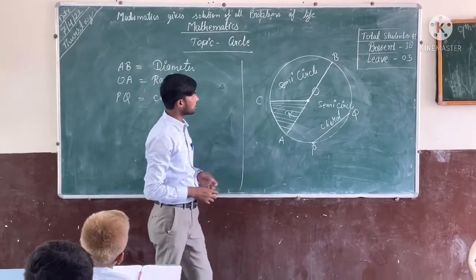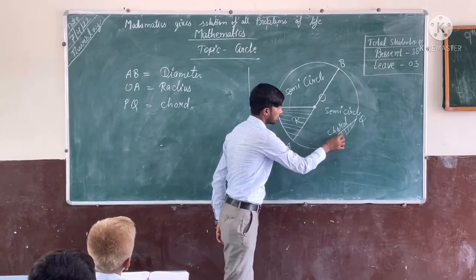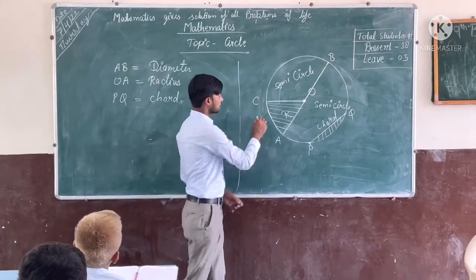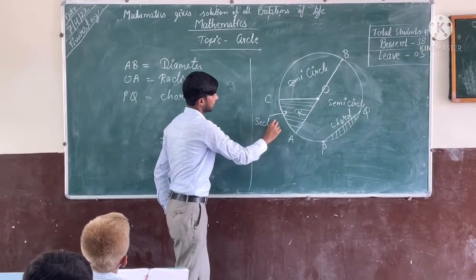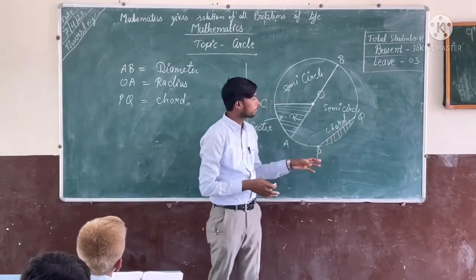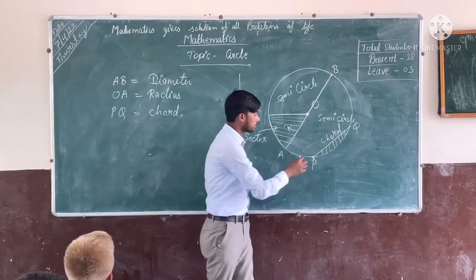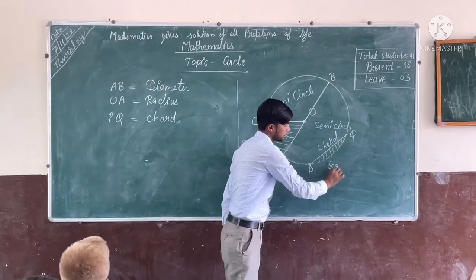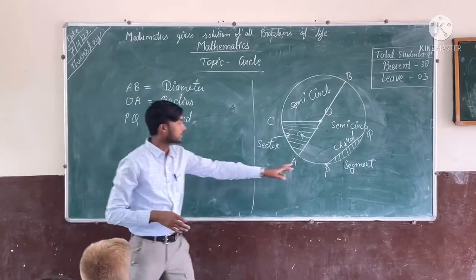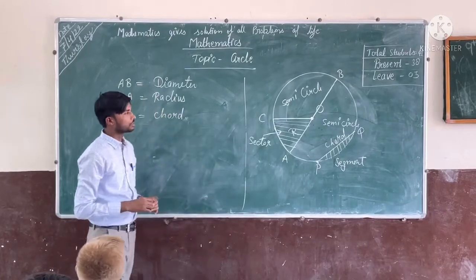Now similarly, if we talk about the segment, you can see the region between the chord and arc. The region between the chord and arc is called a segment. This one is the sector of the circle, and this portion is between this chord and this arc. This is called the segment. There are again two segments: one is the minor segment and the other is the major segment. So these are the different parts of a circle.